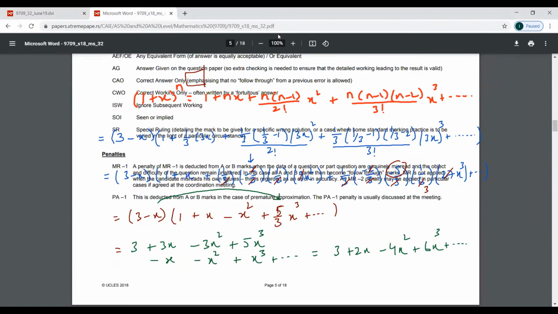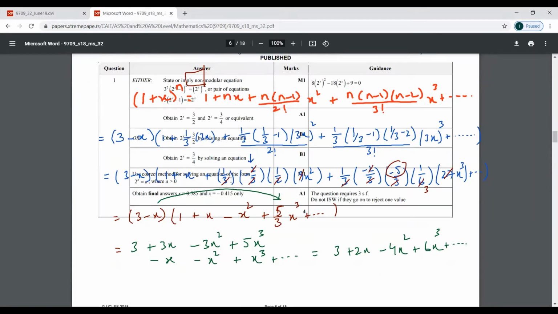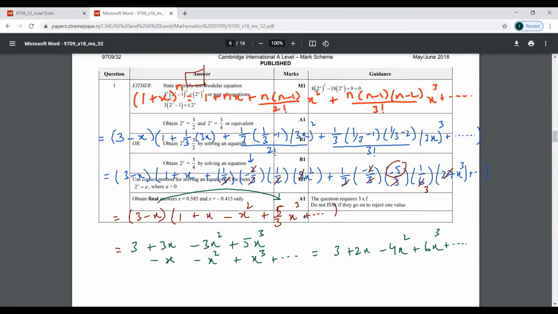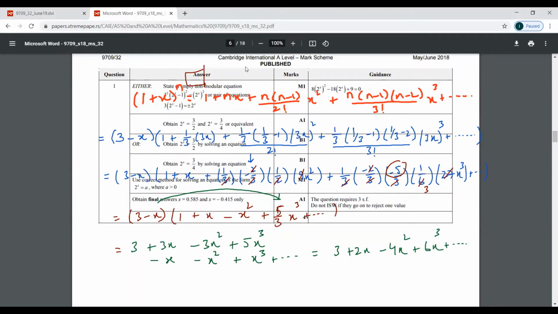Here is the answer to this. Where is the answer? I think I have taken some other papers.